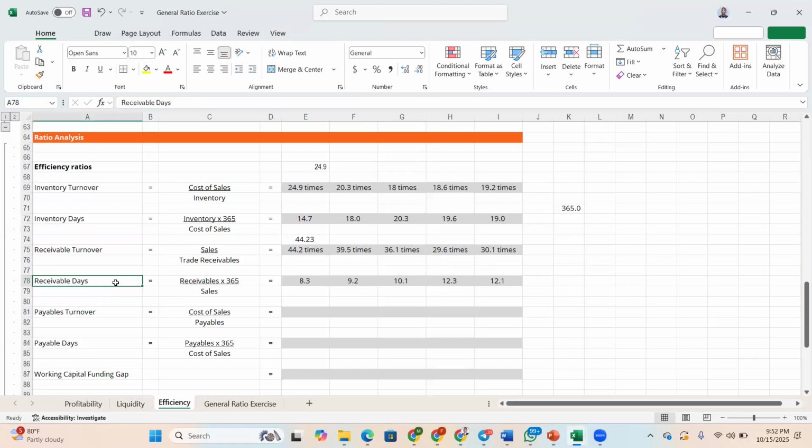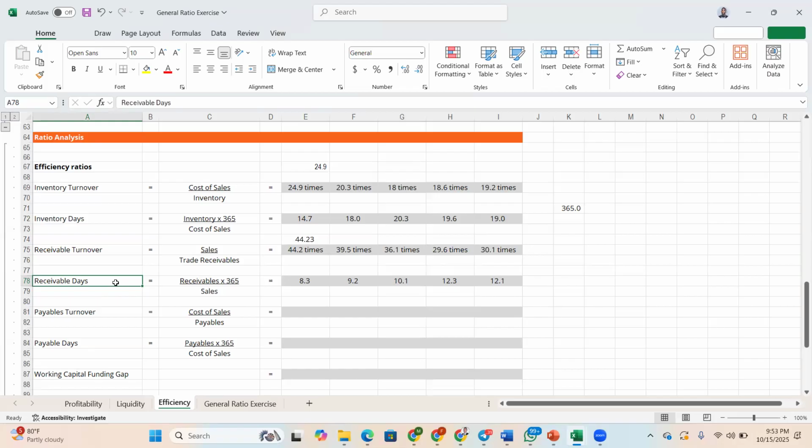But receivables turnover is saying that your receivables turnover is 44 times in a year. So it means that your customer owes you and pays you 44 times in a year. So that's actually the interpretation for receivables turnover.